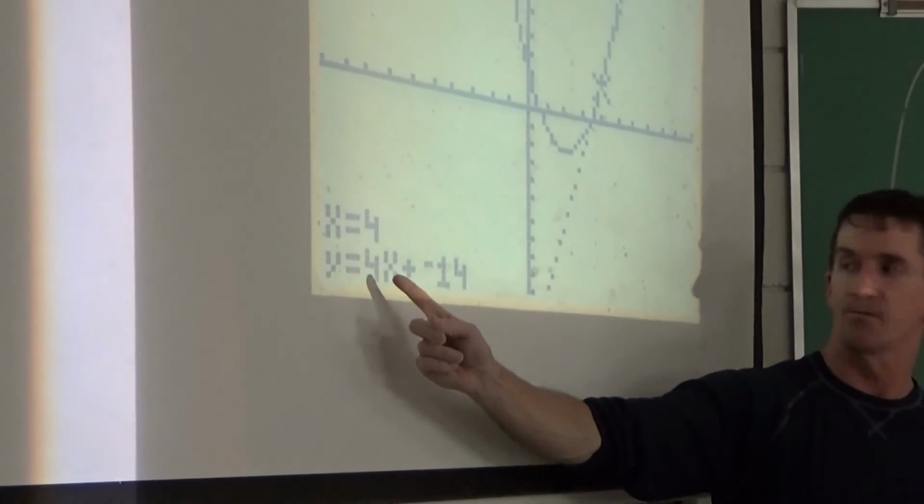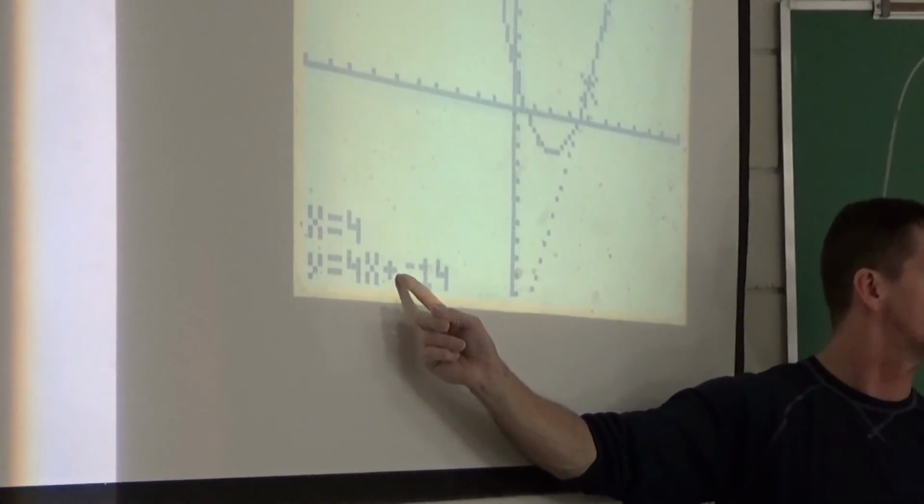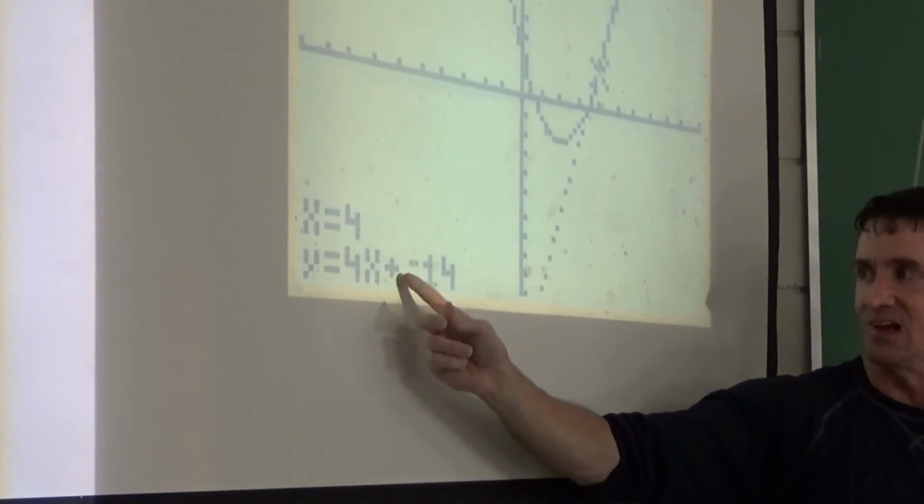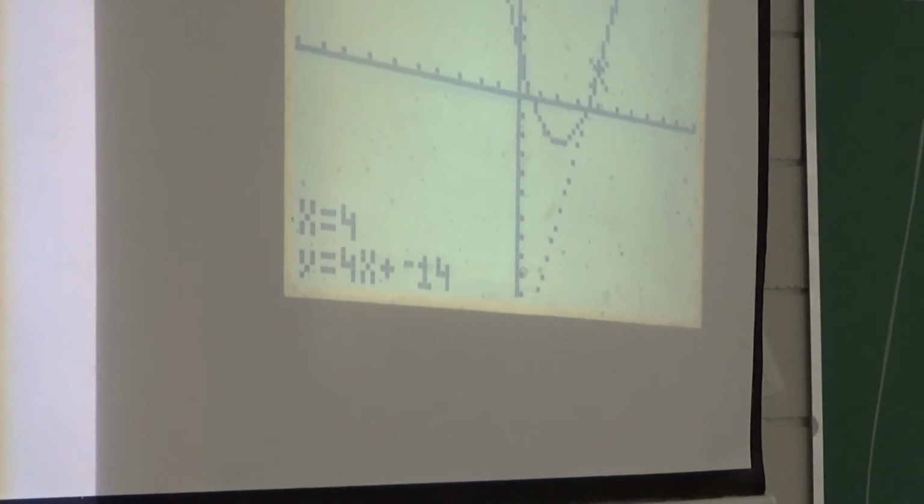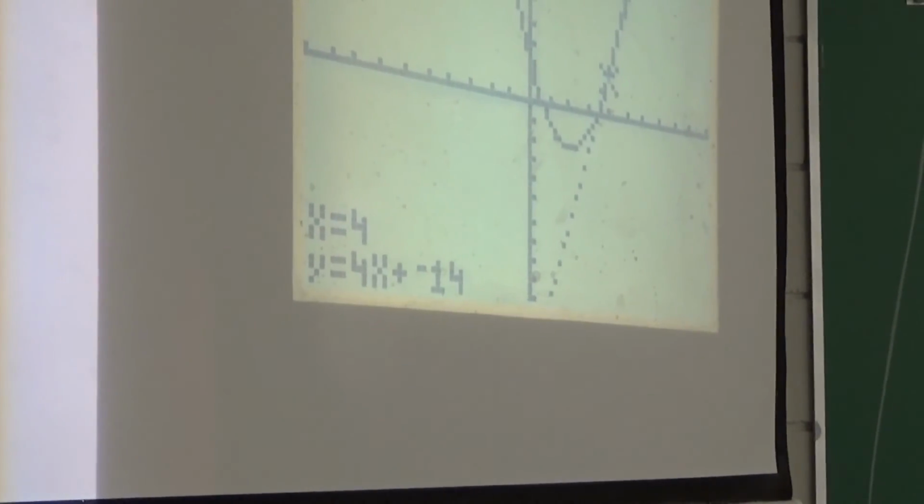Look, it wrote 4x. It's a program, so someone always puts a plus here: 4x plus negative 14. How did you get to the tangent?